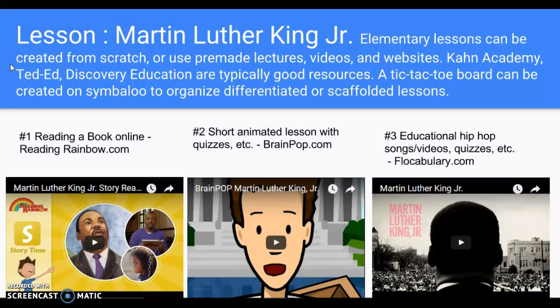Here are examples of elementary lessons on Martin Luther King Jr. that we would use in the flipped classroom at home. For example, number 1 is reading a book online. Day 2, they could go home and watch a short animated lesson. And then on day 3, they could view an educational hip-hop song put to video.